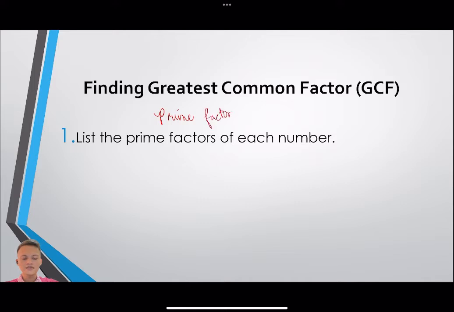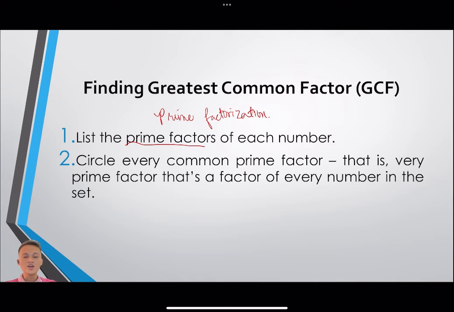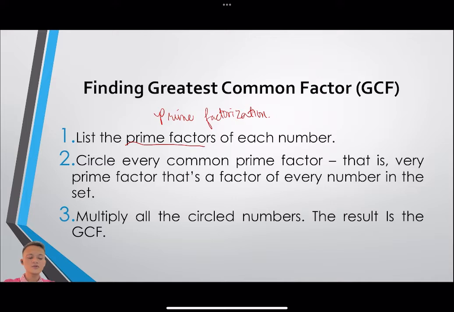First is list the prime factors of each number. Next is circle every common prime factor, that is every prime factor that's a factor of every number in the set, and then multiply all the circled numbers. The result is the GCF.